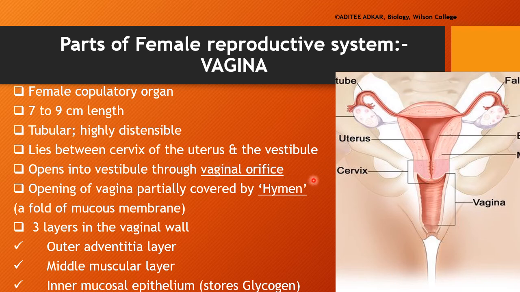The vaginal orifice or opening of the vagina is partially covered by a mucous membrane known as the hymen. The vagina acts as a birth canal during parturition. That is, it is this passage through which the baby will be delivered. Also, the vagina serves as a passage for the menstrual flow during each menstrual cycle.